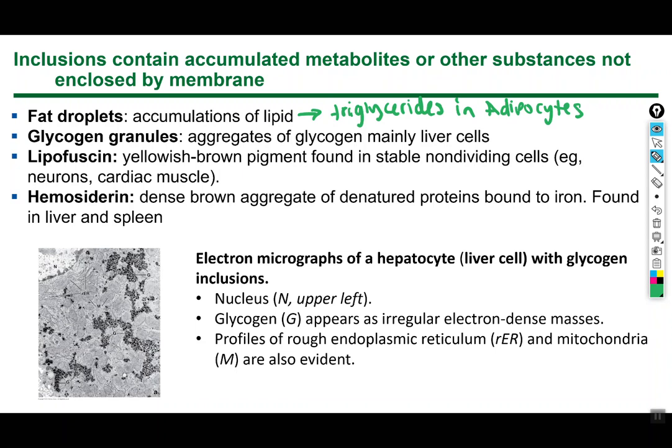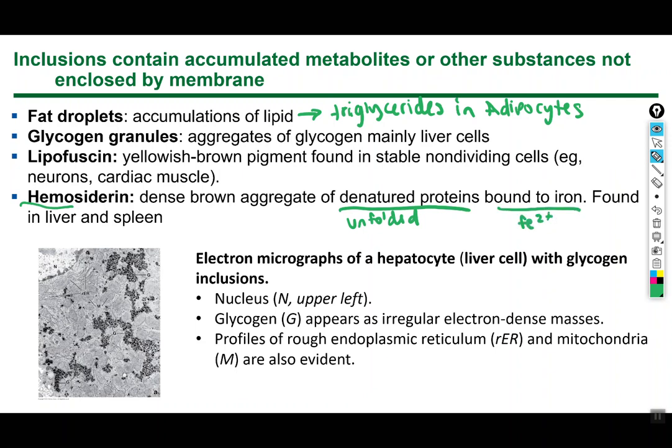Glycogen granules, these are large branching chains of glucose, so they are a starch-like molecule that is used for carb storage in animal cells. Lipofuscin is a kind of yellowish brown pigment found in stable and non-dividing cells. And then hemosiderin, hemo should suggest to you that this is related to blood. So these are proteins that are denatured, meaning unfolded, and they're bound to iron, specifically ferrous iron.